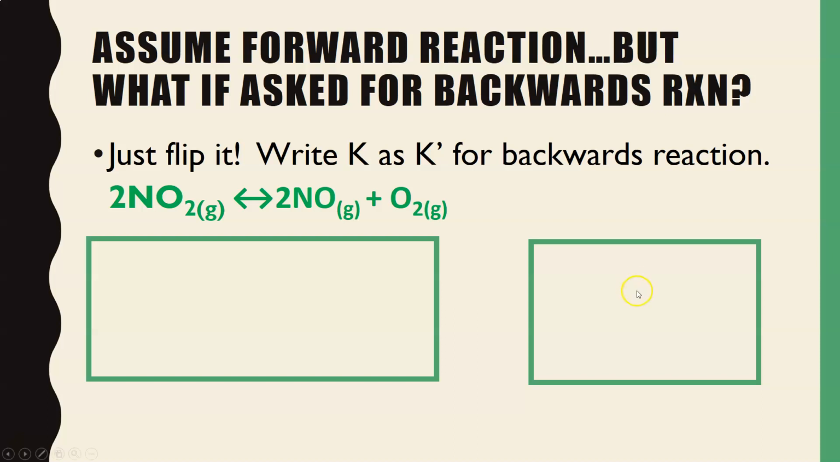So you try to write what the backwards K value would be. Instead of saying K equals, you're going to use a little apostrophe at the top. We call that prime, so K prime. That's telling people that you've made a change to it. We're going backwards.